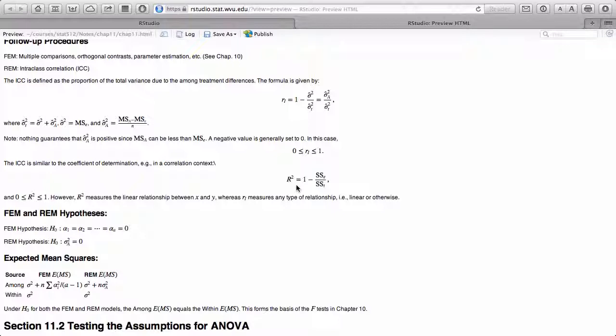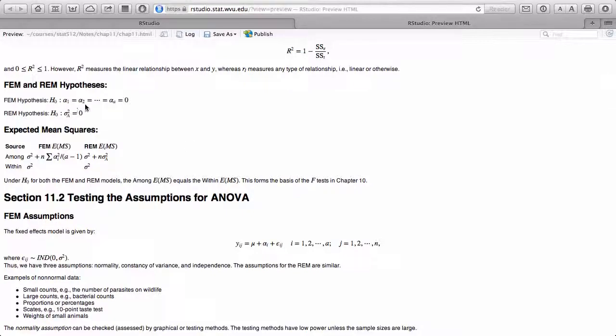However, the R squared measures a linear relationship between the X and the Y. In this case, the X is a factor. And so we're not talking about a linear relationship here. We're talking about any relationship. Is there any relationship between the factor and the outcome variable? And if that's the case, then we would expect R sub I to be positive and not near 0.